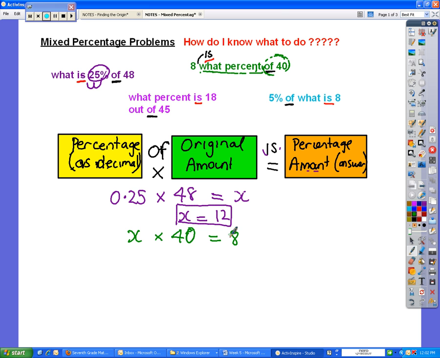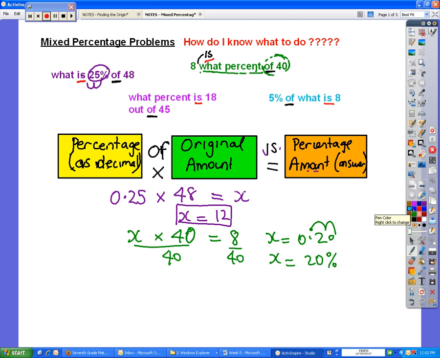All right, how do we solve this? Easiest way, divide by 40 on both sides. When we do that, we actually get x equals 0.2. Now, the question was "8 is what percent of 40," but remember that the percentage we're talking about is always written as a decimal. So now we're going to convert this to a percentage. X equals 20%. We've always got to convert that decimal back to the percentage.